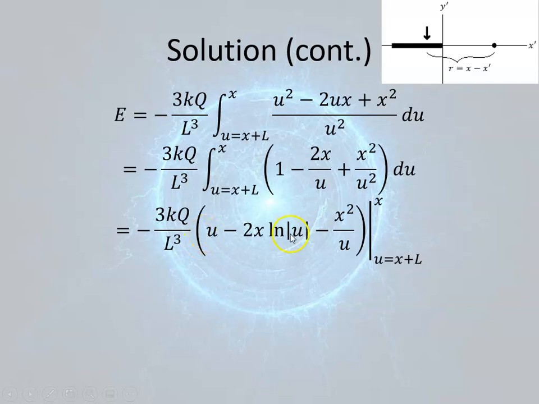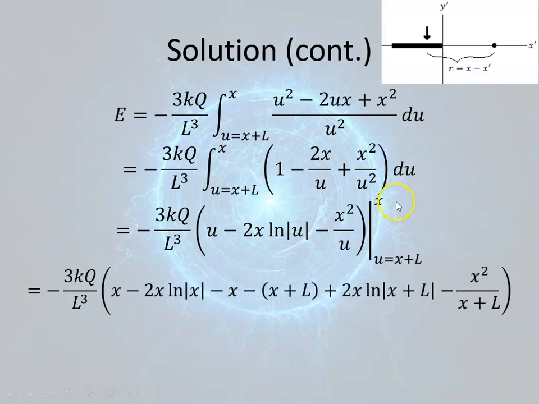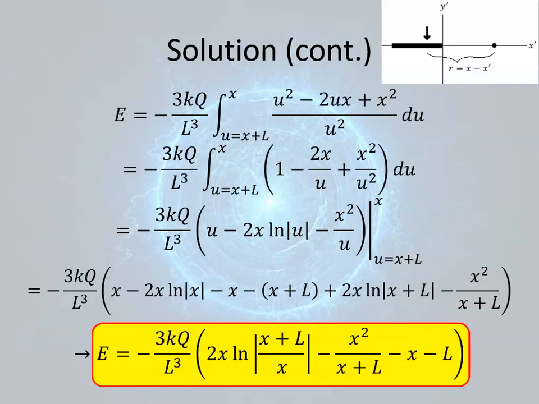There's our u. And there's our 2x times natural log absolute value u, because natural log is undefined for negative values. And again, we have x squared times u to the negative 2. So its antiderivative would be x squared times u to the minus 1 over negative 1. So there's where we got a negative in there. And now we're ready to plug in our integration bounds. Again, remember that x is a constant here. It's that particular point right there. And after doing that and simplifying, we get an expression for our electric field.